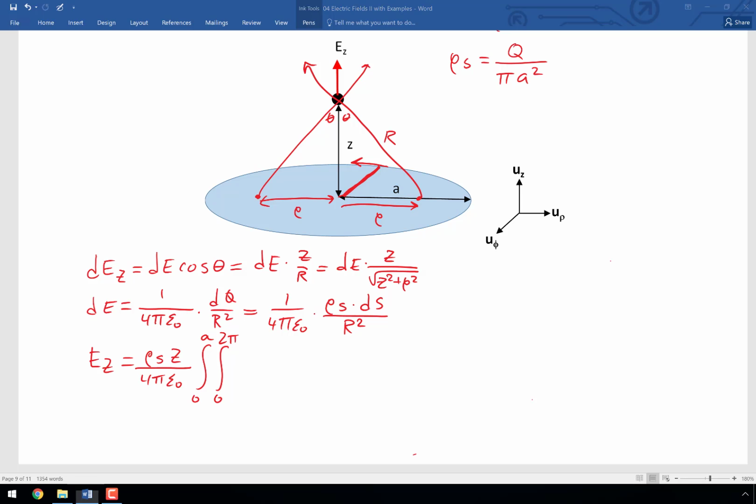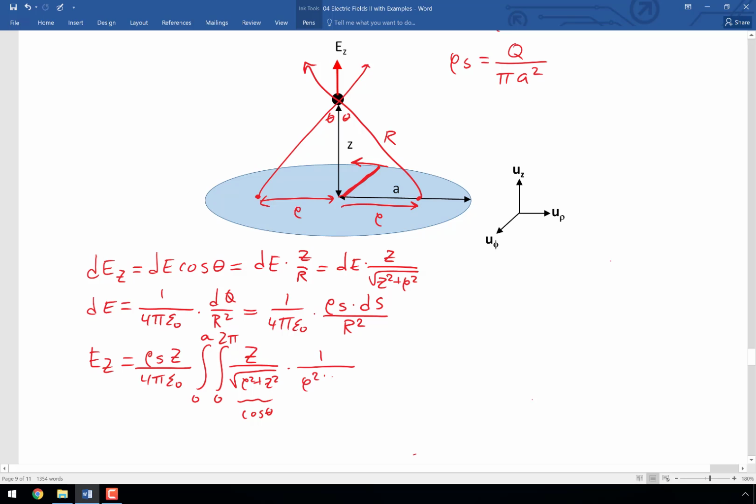So this then becomes z divided by the square root of rho squared plus z squared. That's my cosine of theta, multiplied by 1 over rho squared plus z squared, that's my r squared, then multiplied by, what is this ds? Well, as we saw when we talked about coordinate systems, this is equal to rho d phi d rho. So there's a rho in here, and a d phi, and a d rho.